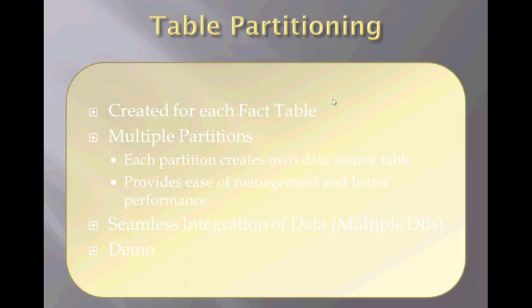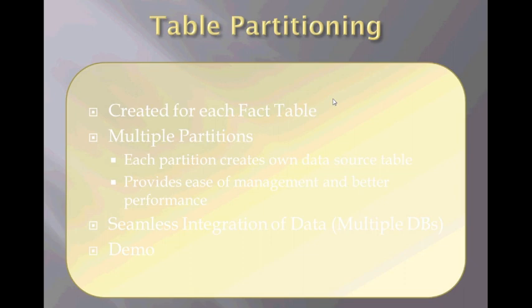Table partitioning is also a new feature that provides ease of management as well as better performance in querying and processing. Each fact table that is detected from star join query optimizations is automatically created as a partition in each cube. Each fact table can be broken down into further partitions in order to break data apart. For example, sales data from 2007 can be broken down into 2008, 2009, so on and so forth.